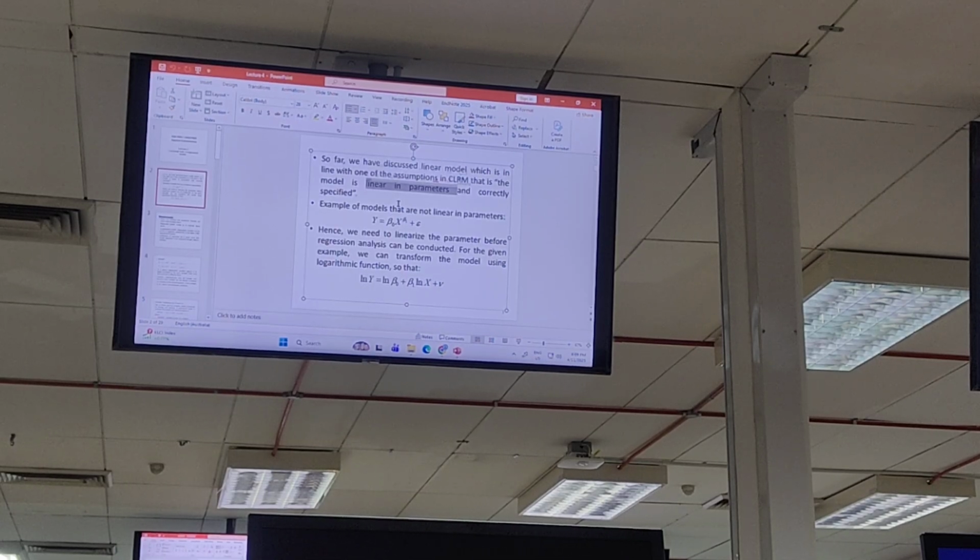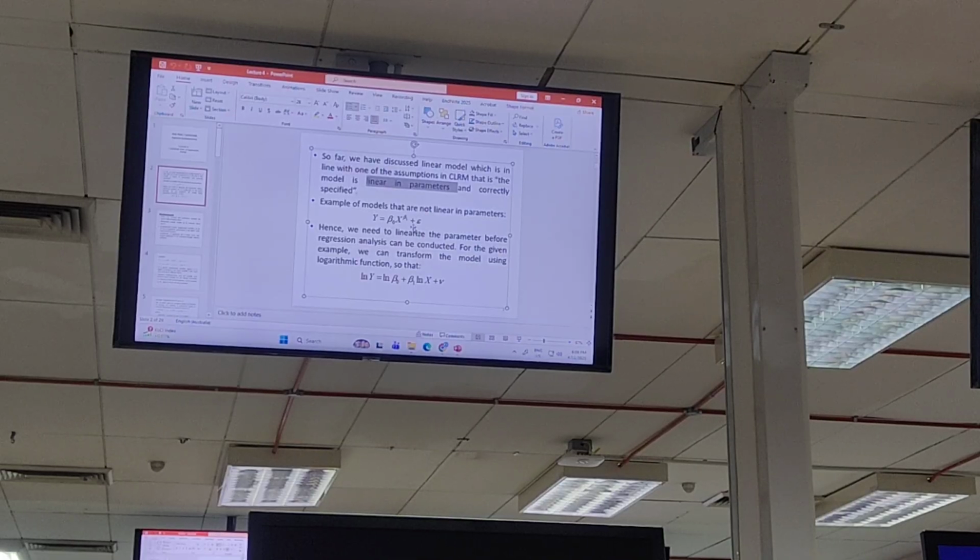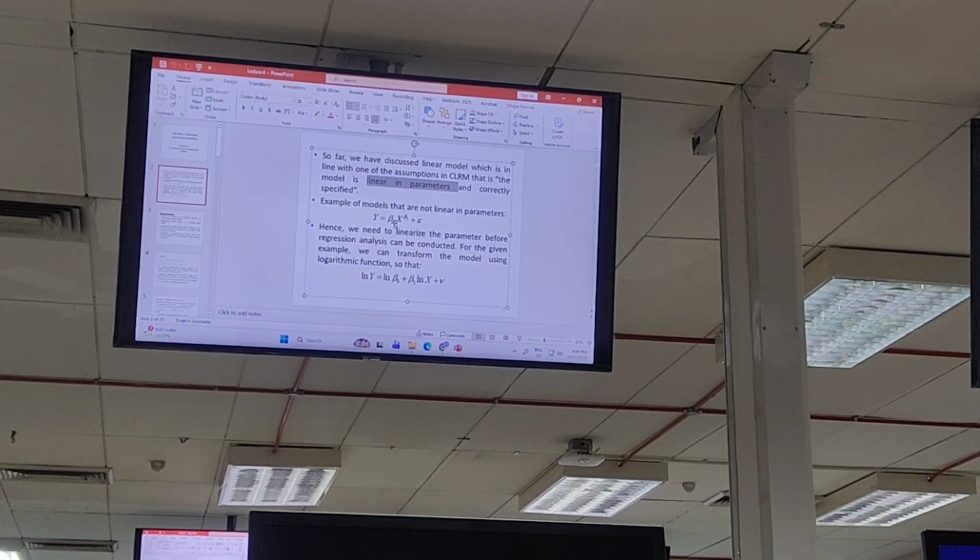So an example of a model that is not linear in parameter is this one. I think I gave an example before, right? So let's say you put beta 0 as 2, for example, and then beta 1 as 5. Then you calculate when x equals 1, what's the value of y? When x equals 2, what's the value of y? And when x equals 3, what's the value of y? You can see that the amount of increment is not the same. So that's why we call it not linear in parameter.